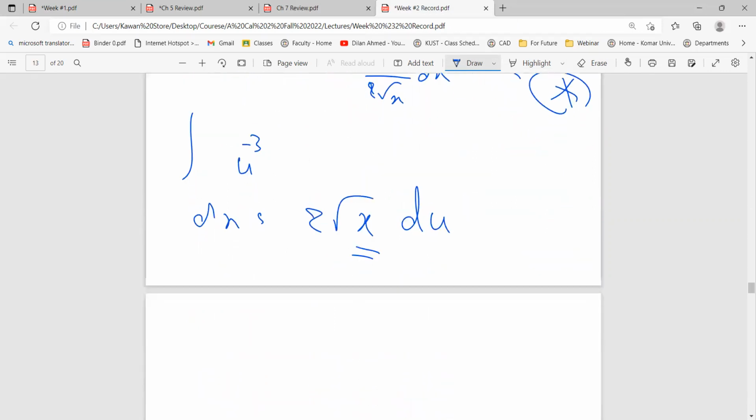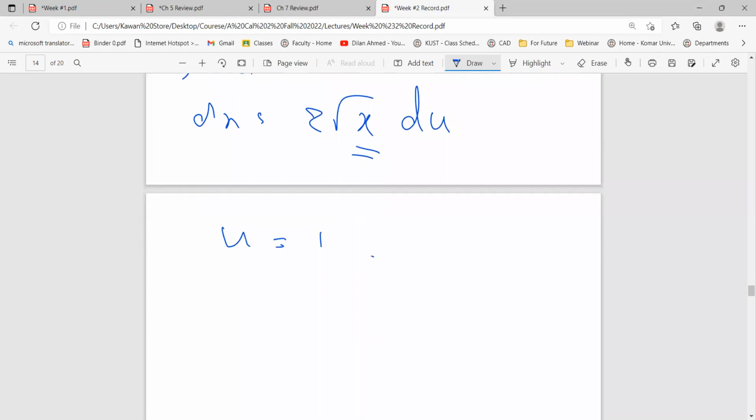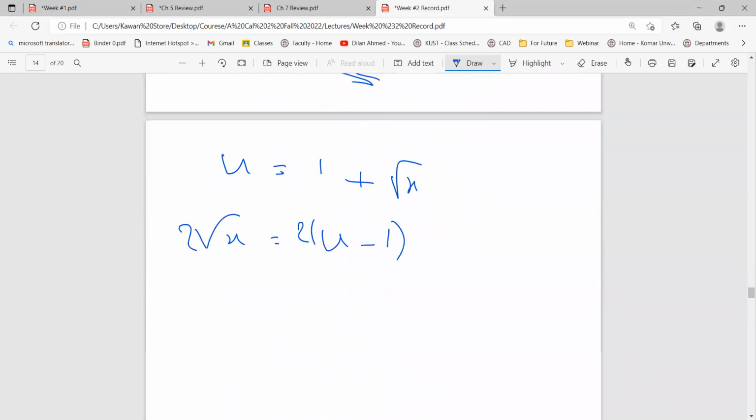I said before 1 plus square root of x, right? So square root of x is equal to what? So 2. It was easy. So now I'm going to change that one. I have u to power minus 3, 2u minus, du. Now everything changed to u and you can solve that. The same idea as in example number 6, chapter 5.